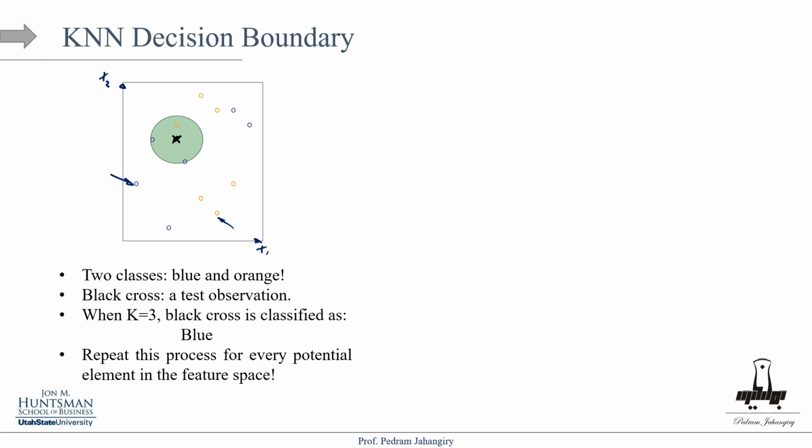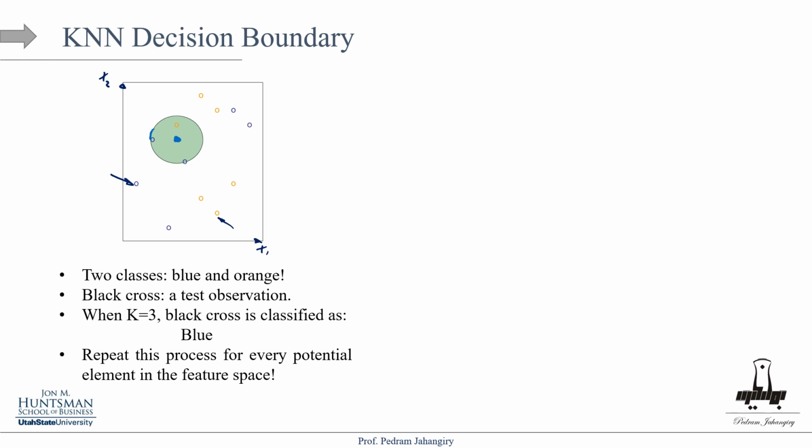So let's say k is equal to 3. And if k is equal to 3 and the Euclidean distance is used as the distance metric, then the black cross is going to be classified as blue. I think we can see it from this neighborhood, right? So we have 2 blues and 1 orange, so the probability is 2/3. So the class for this black cross is going to become blue.